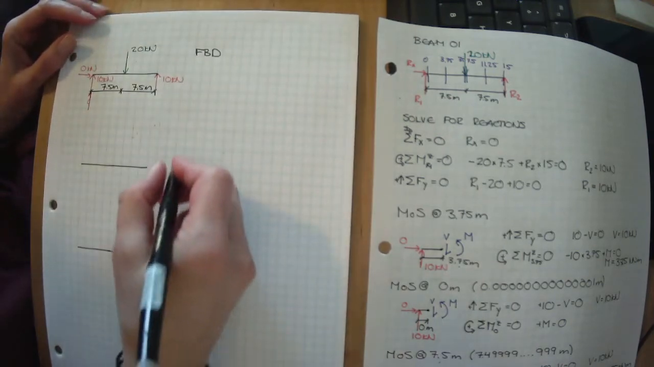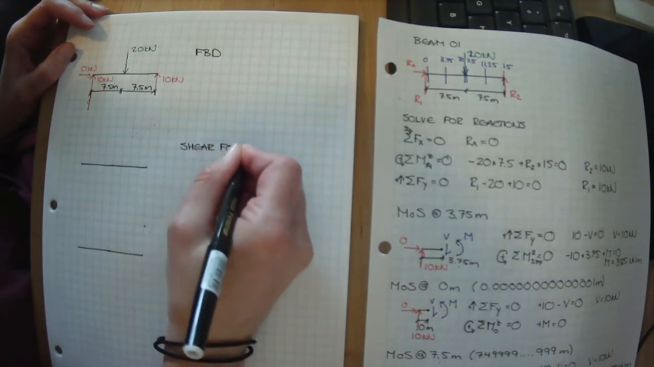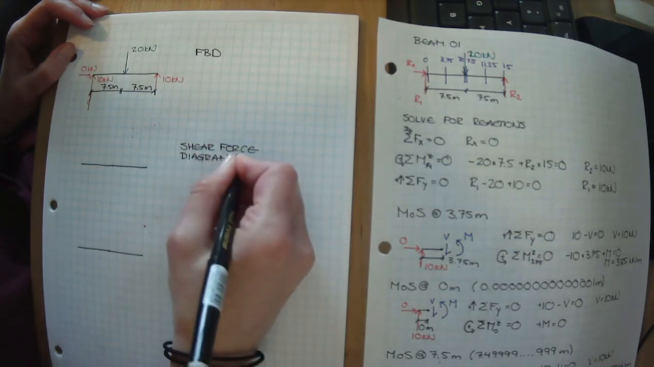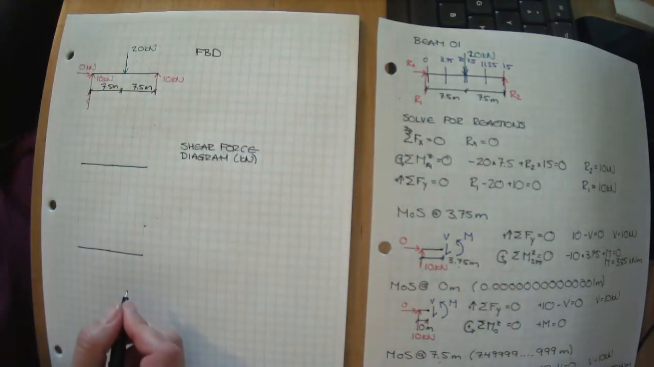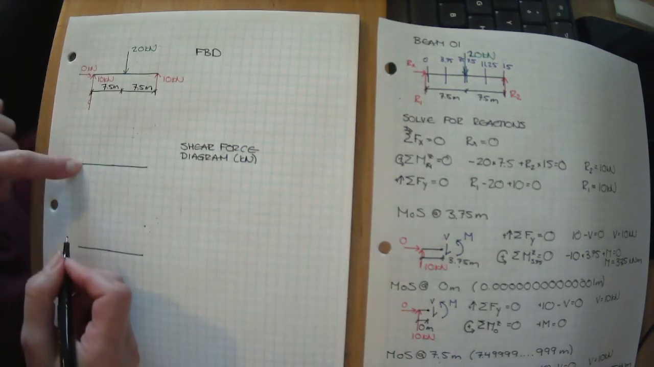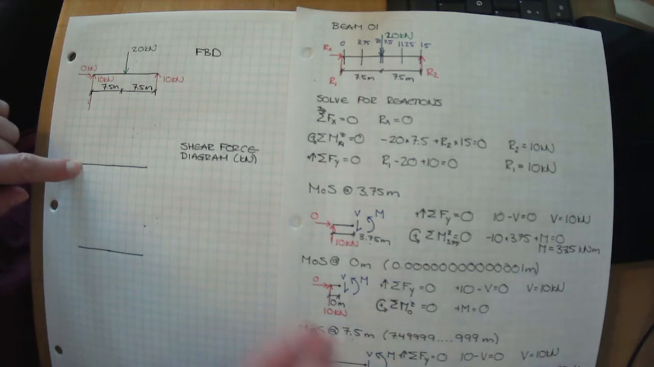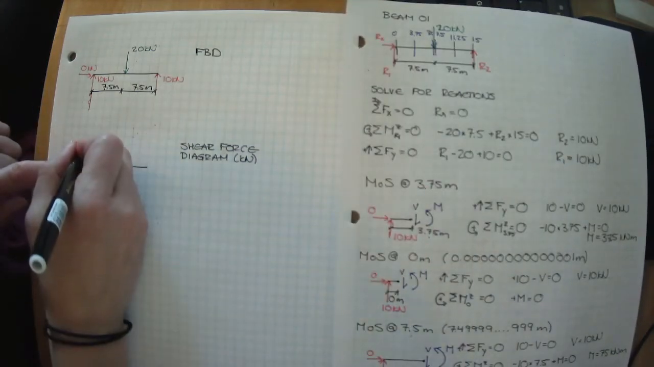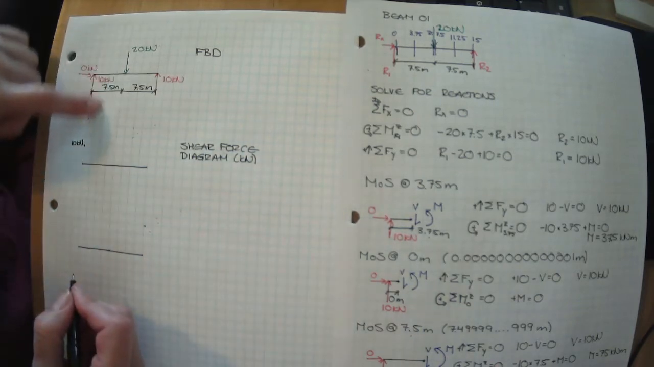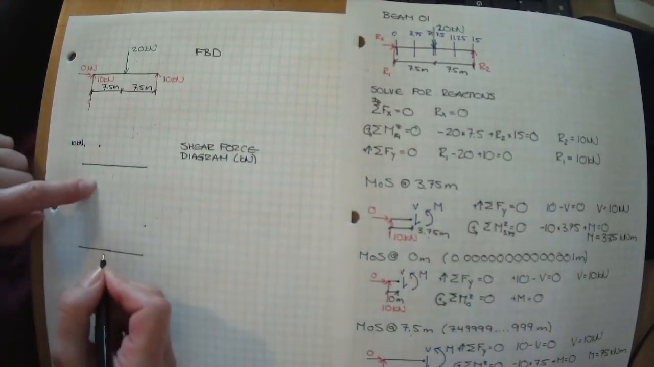Let's draw out our shear force diagram in kilonewtons. Okay? What happened at 0 meters? What was the shear force at 0 meters? All right, at 0 meters, we had a shear force of 10 kilonewtons. So let's say that's 10. At 3.75, we had a shear force of 10 kilonewtons.